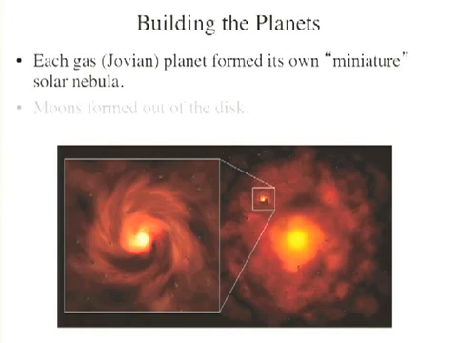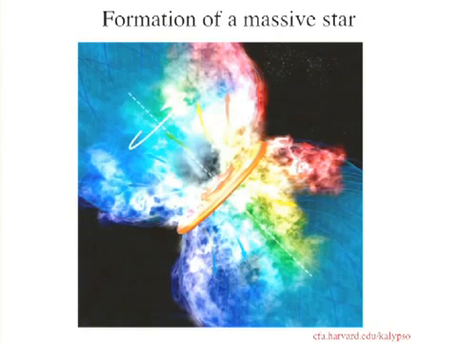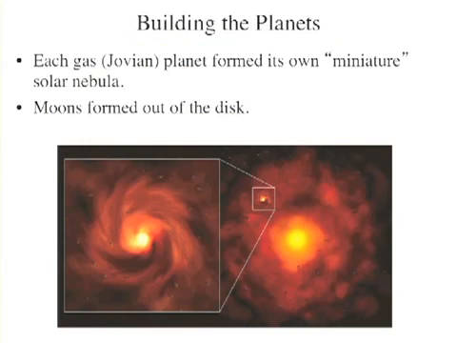Okay. The moons, the spinning material had moons that had collapsed out of it, and these moons formed a miniature solar system. Jupiter is a miniature solar system. Jupiter and its moons are just like the sun and its planets. It's a miniature solar system.